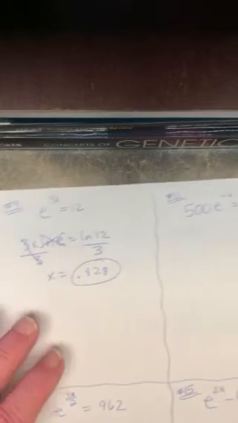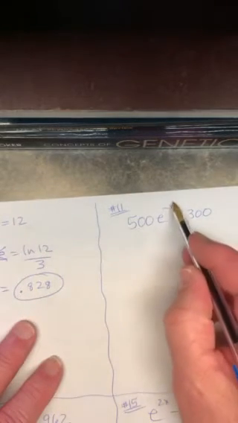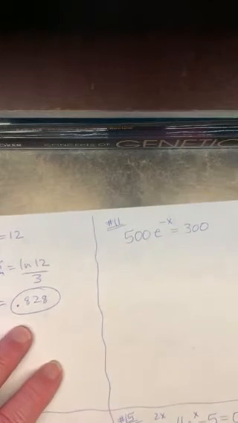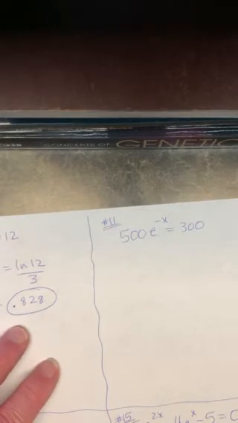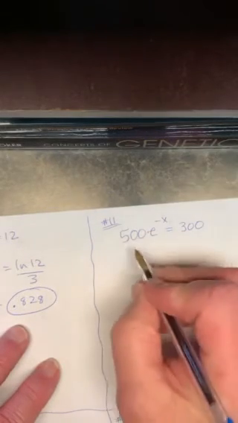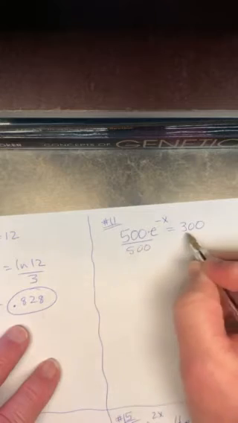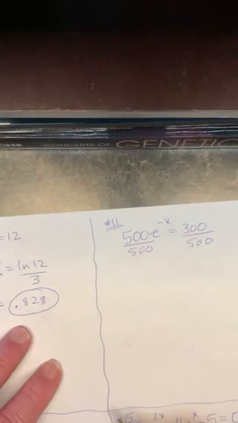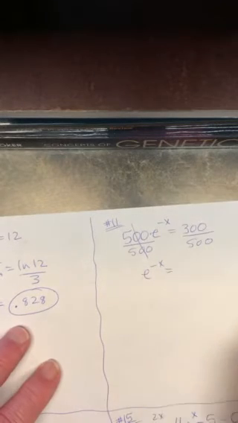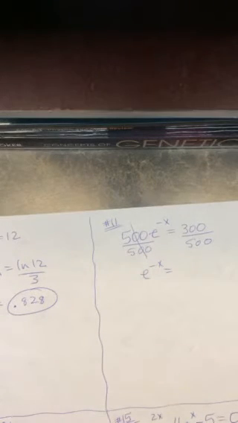Okay? Next one. If my goal is to get that guy by itself, this is number 11. 500 e to the negative x equals 300. You agree because that's a dot connected 500. I'm going to divide both sides by 500. Those would cancel. I've got e to the negative x equals, pretty sure 300 divided by 500 is 0.6.